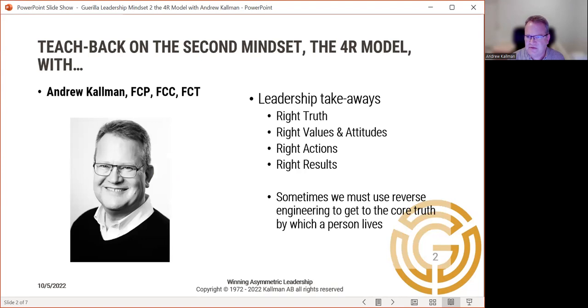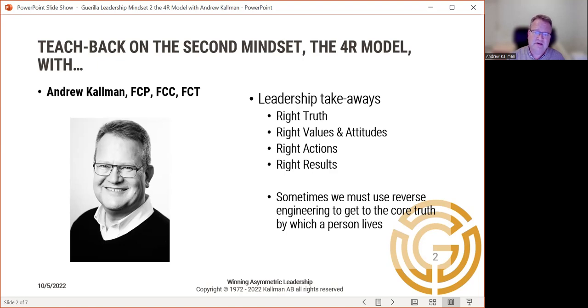The leadership takeaways today are right truth, right values and attitudes, right actions, right results. I'm going to stop right there. Those first 3 I learned a little bit over 40 years ago when I was going through the university. And those first 3 are the foundational basis for every philosophy, for every religion, for every ism that's out there.